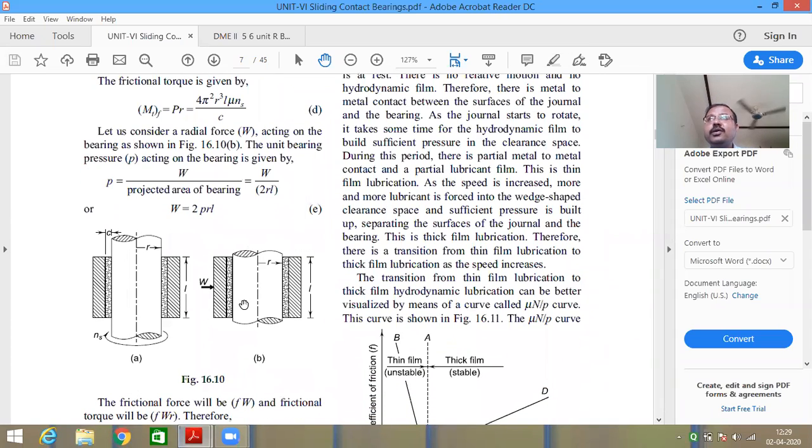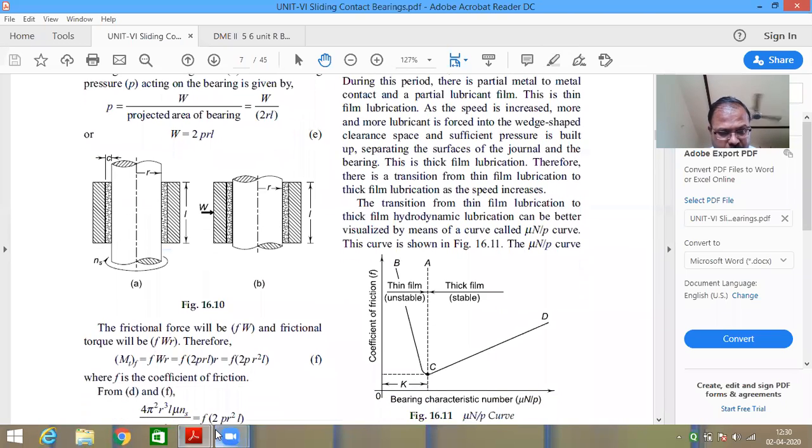So if we talk about the frictional force, it is mu into R, where R is the normal force. Here the normal force is W. So frictional force will be coefficient of friction multiplied by W. Coefficient of friction is denoted by small f, so frictional force will be f into W.